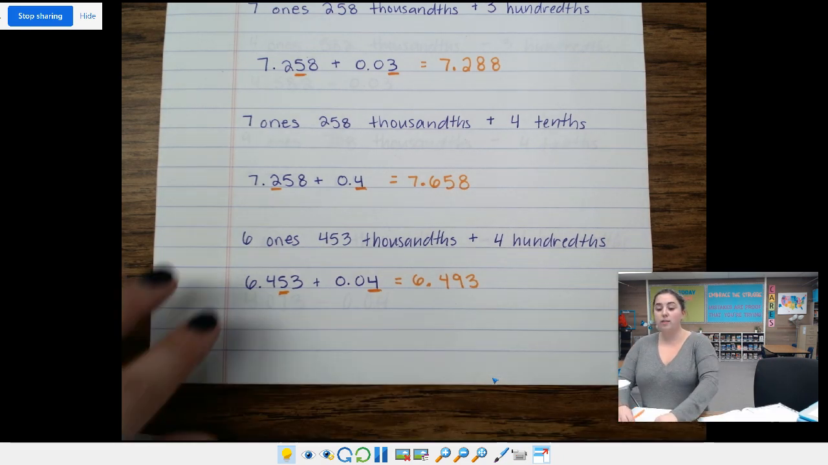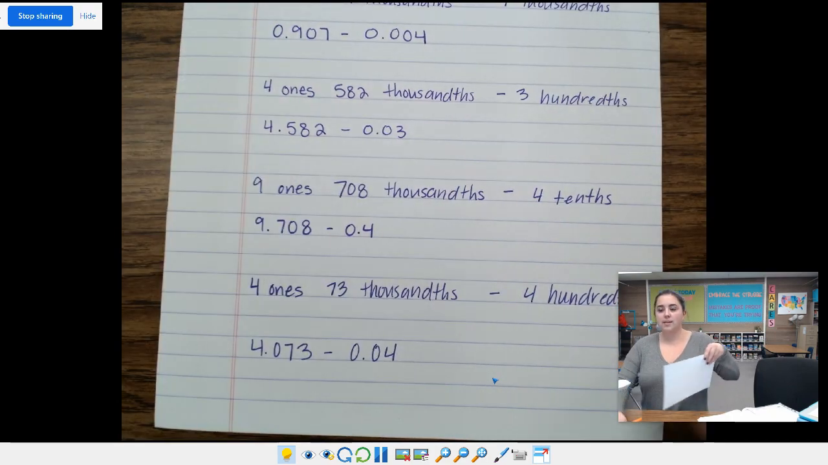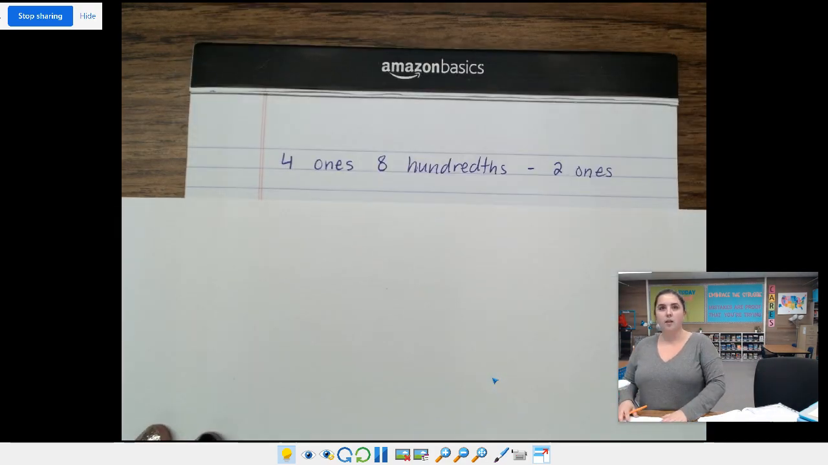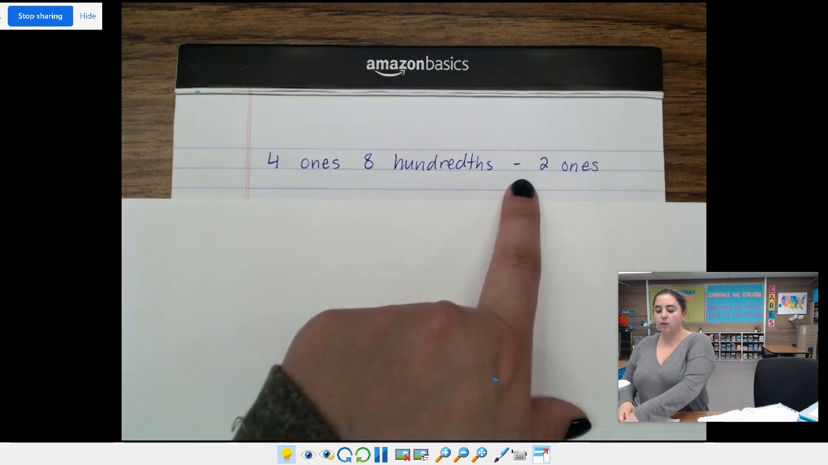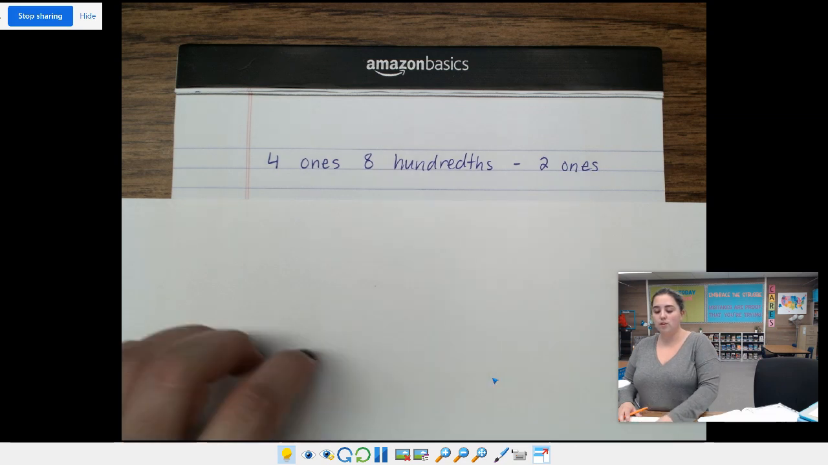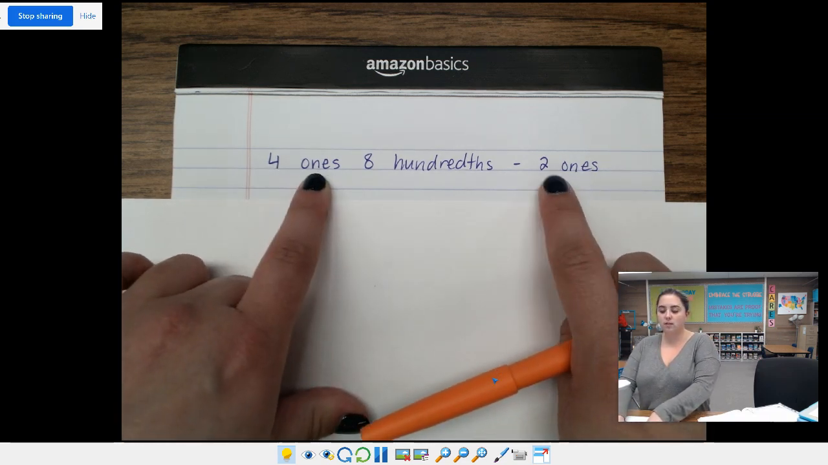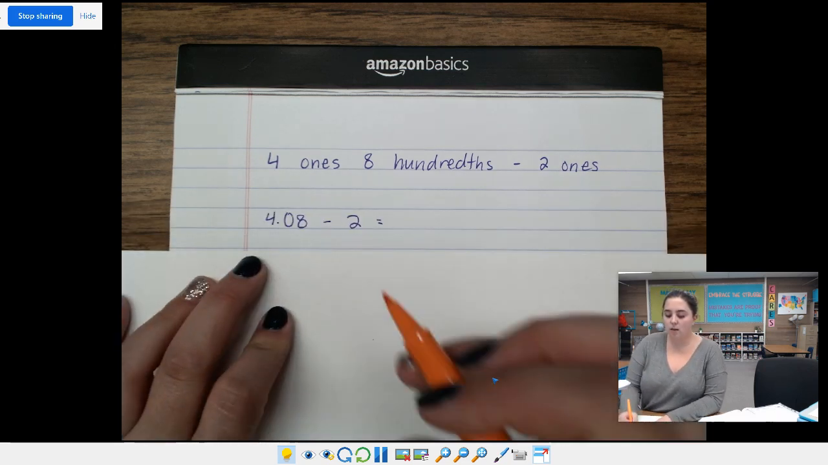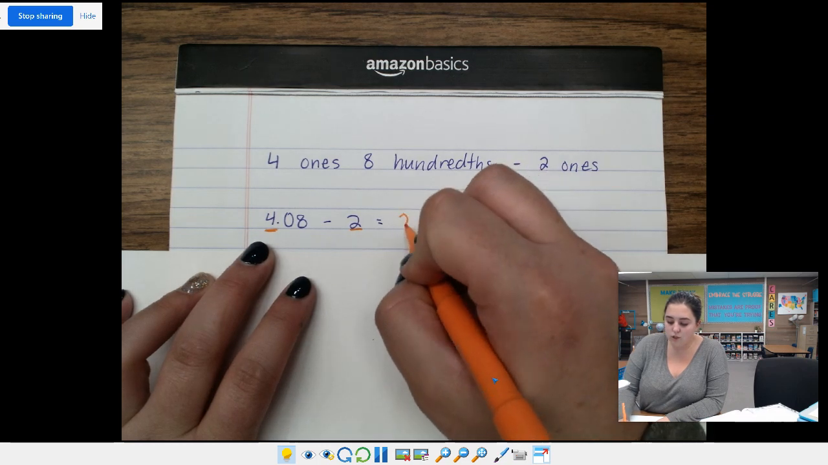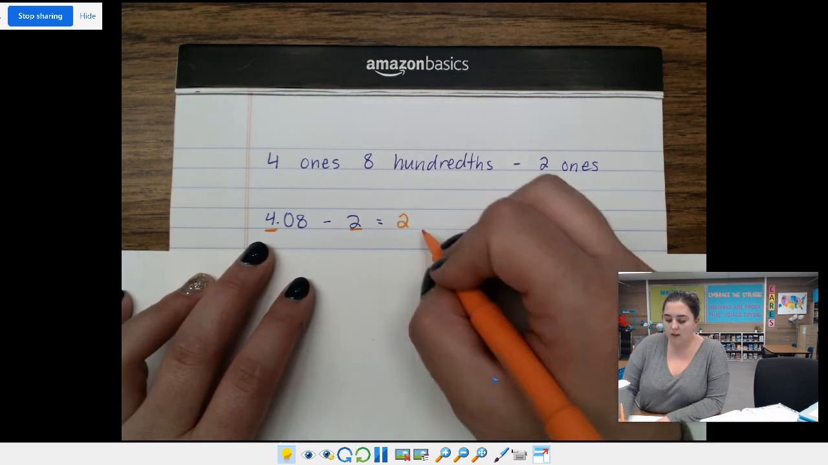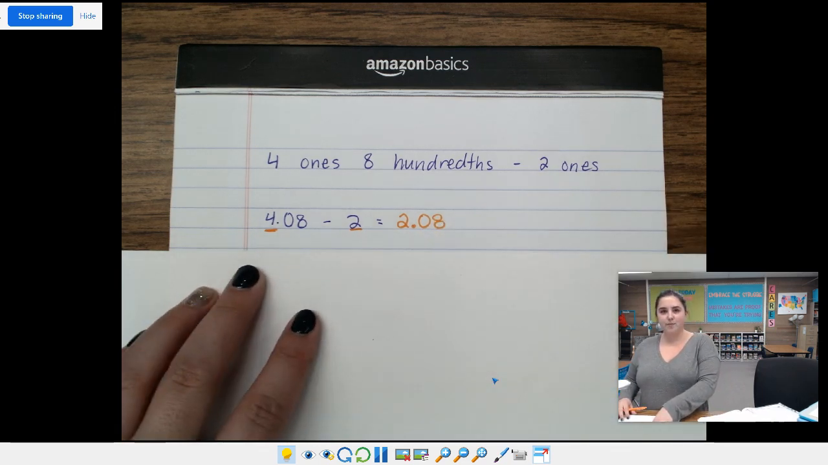Let's try this with subtraction. So our numbers are going to get smaller. Set it up the same, so let's take a look. We have 4 ones, 8 hundredths, and we're subtracting 2 ones. This one's a little bit easier because we see we had 4 ones. If we take away 2 ones, taking away 2 from that 4, we now have 2 ones, and our 8 hundredths stayed the same.